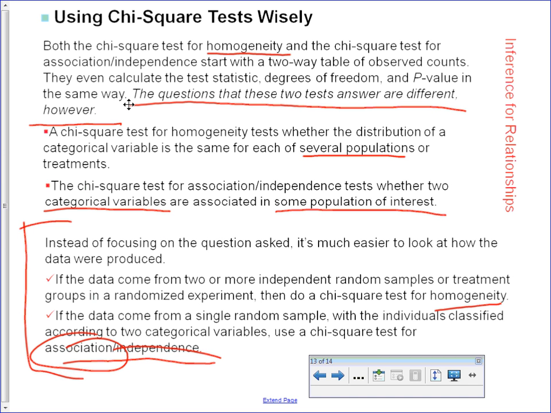And we'll be doing several of these tests in class next time. So read the section on this. The test is exactly the same as homogeneity. The null hypothesis and the alternative hypothesis are different, and so the question they're asking is different. And you can tell they're different by the way you collect the data.